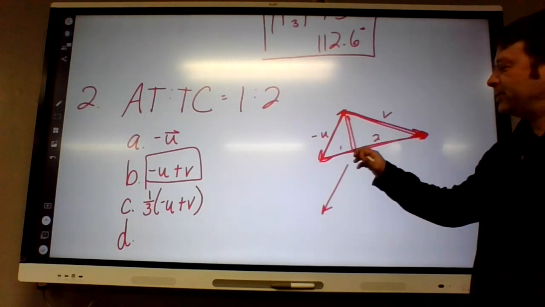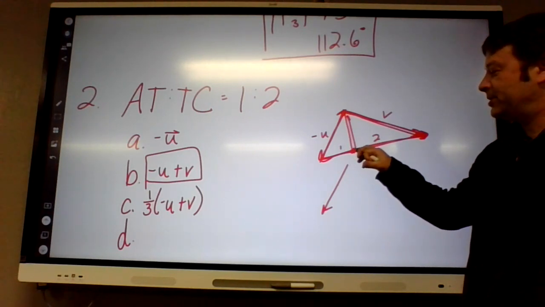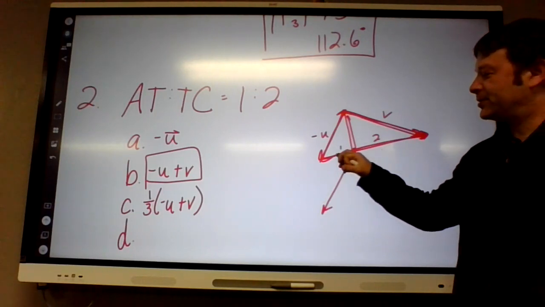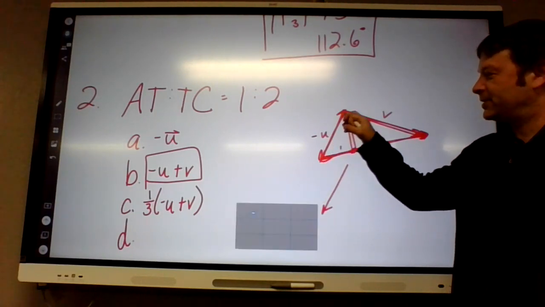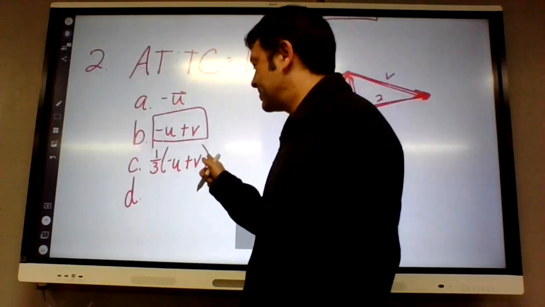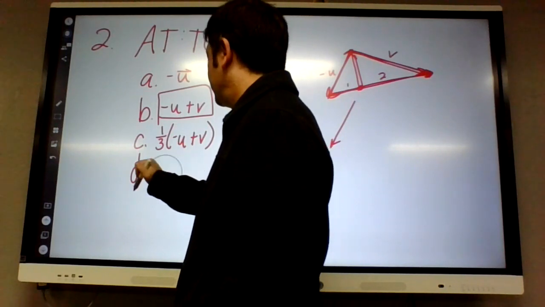Okay, all these are based on the previous answer. So what we could do, remember we just found this one, right? If we do this vector plus that vector, that would get us there. Negative u? So it's negative this vector.